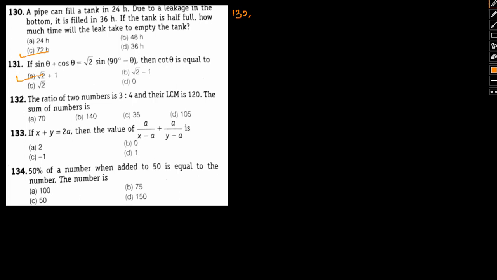132. The ratio between two numbers is 3:4. Their LCM is 120. Then we need to find their sum.